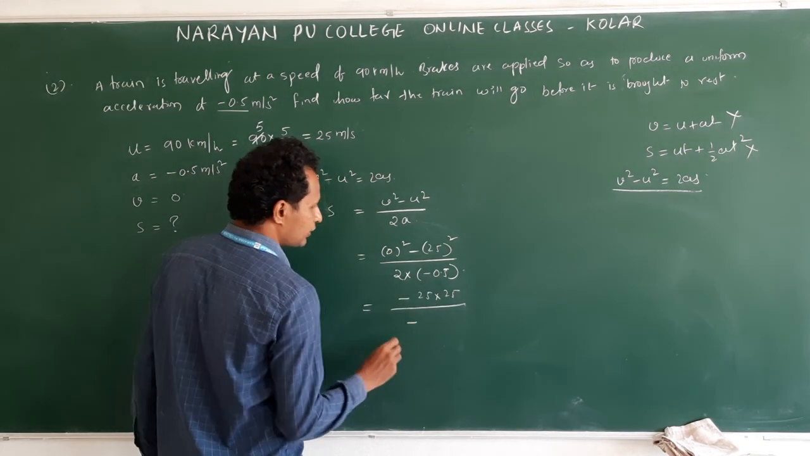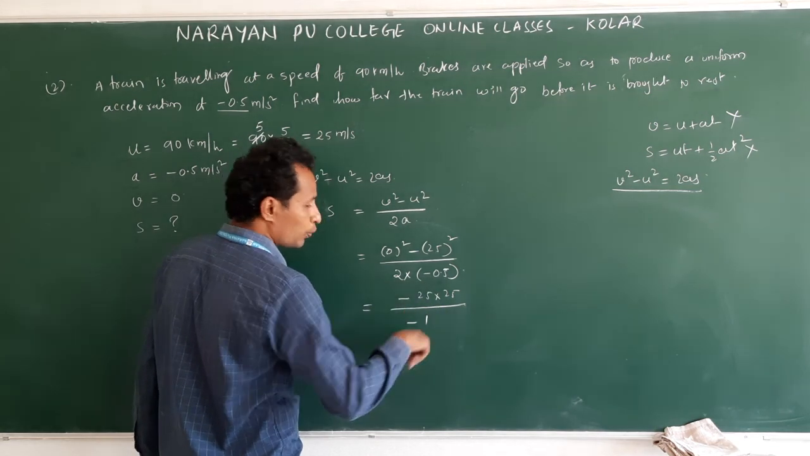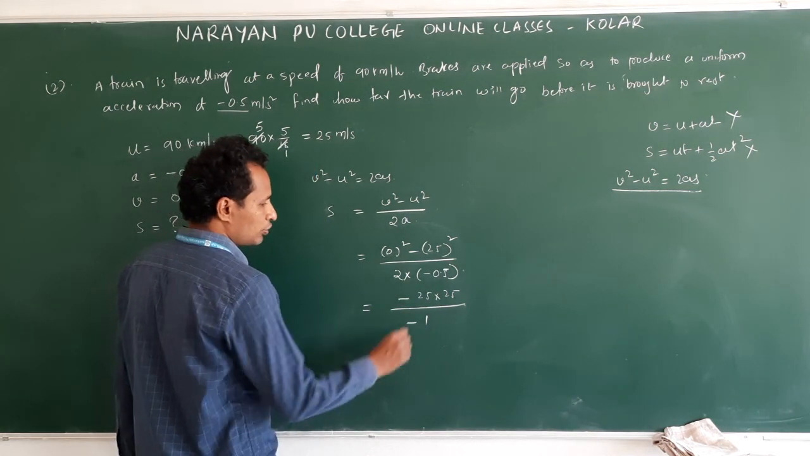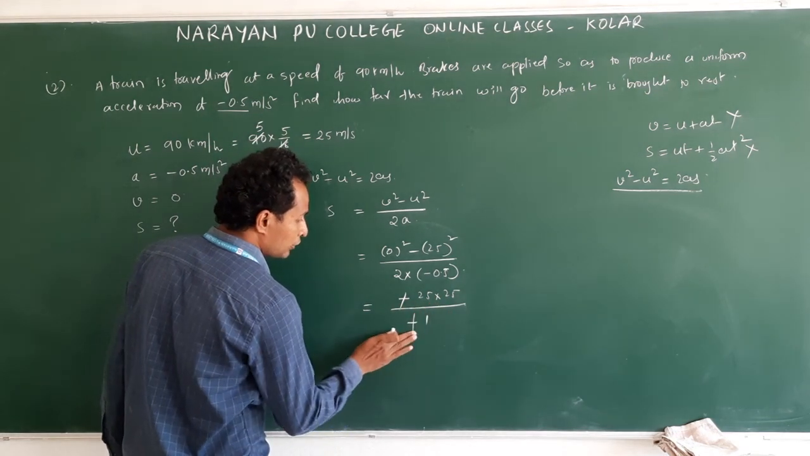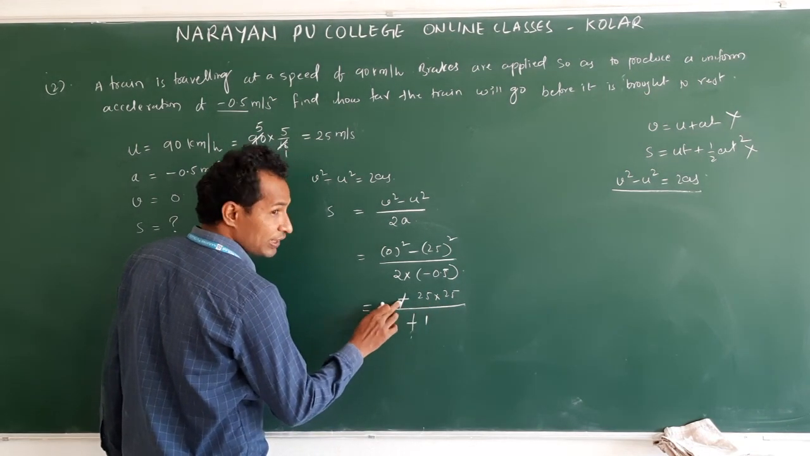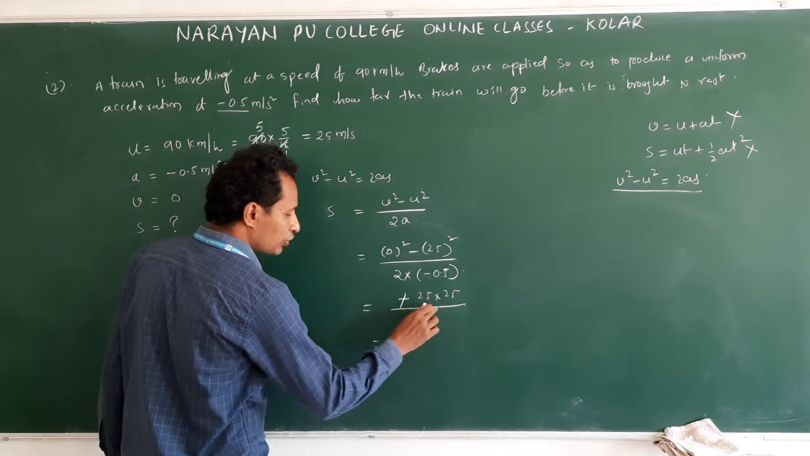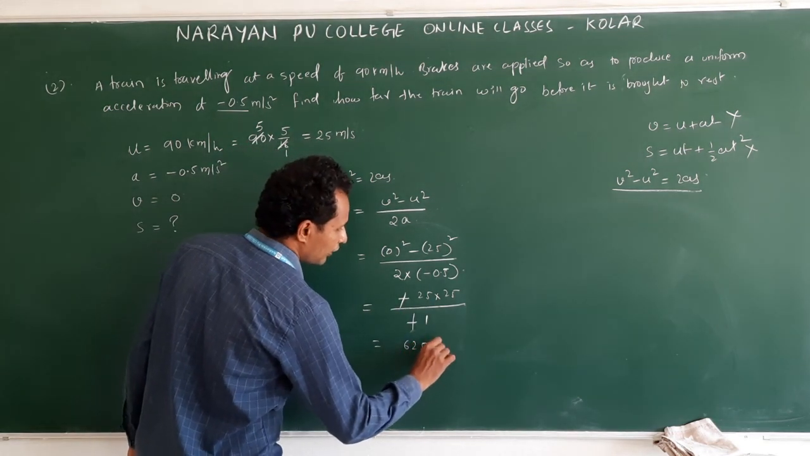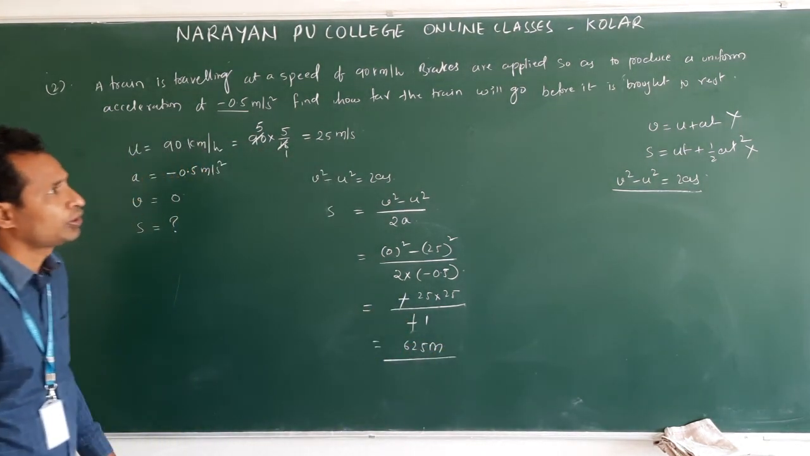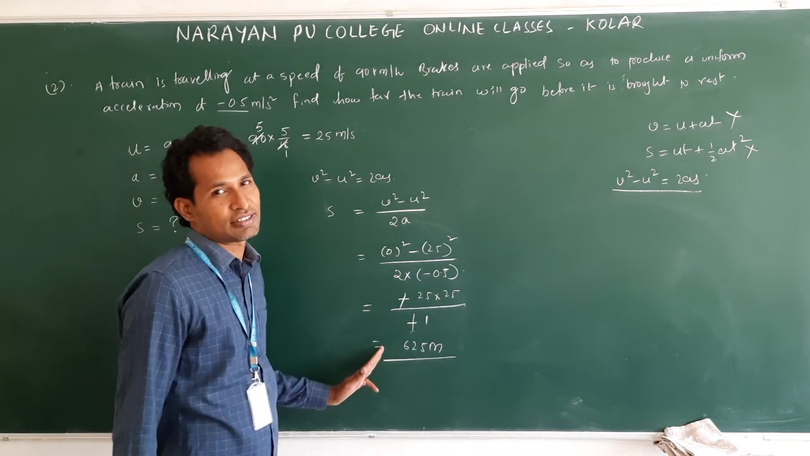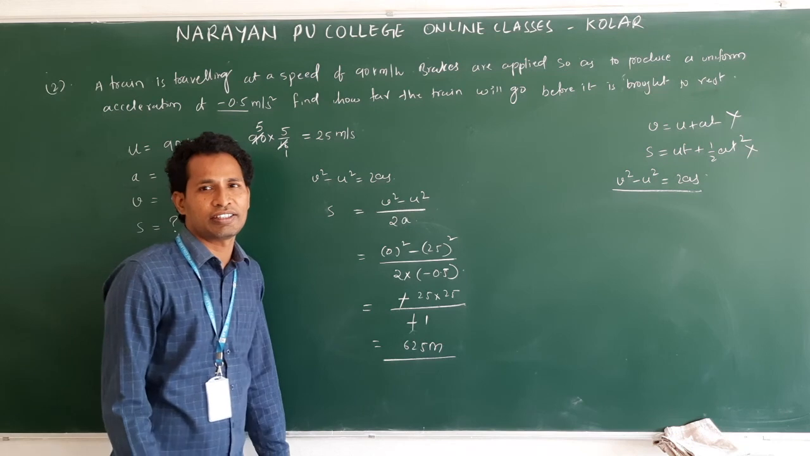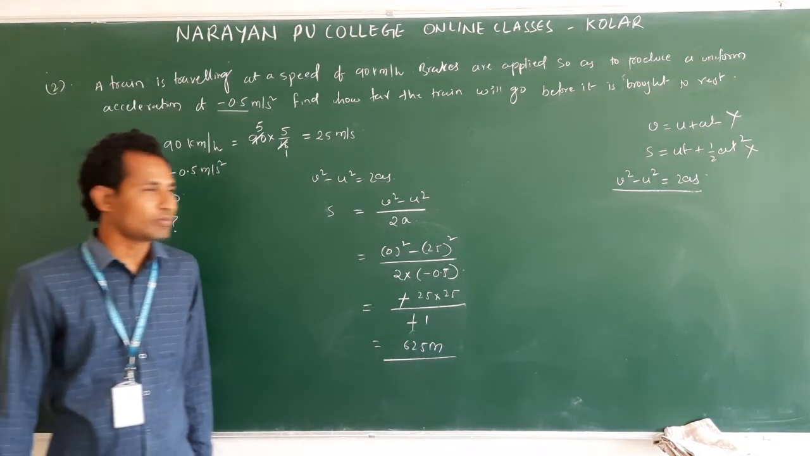Okay, this is minus. 2 into 0.5 is 1. Clear? So minus minus cancel. 25 into 25. This is not minus, minus minus cancel. So 25 into 25, 625 meters. So how far did the train travel? How much distance did the train cover? 625 meters. Clear?